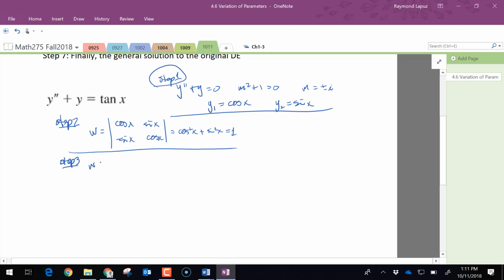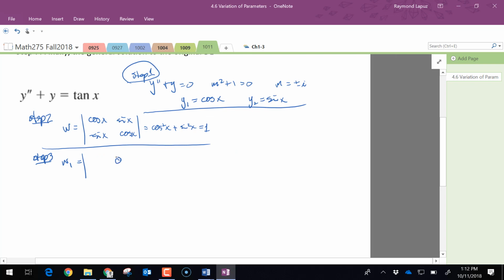Step 3, we have a couple of them to figure out. The W1 is going to have the same second column, the sine and the cosine, but the first column is going to be 0 and tangent. You've got the sine and cosine.